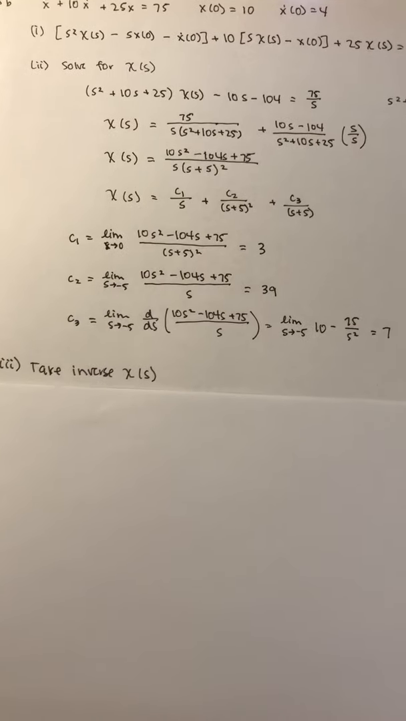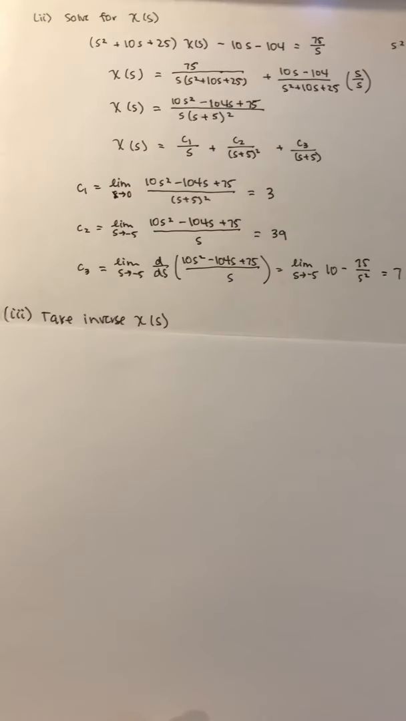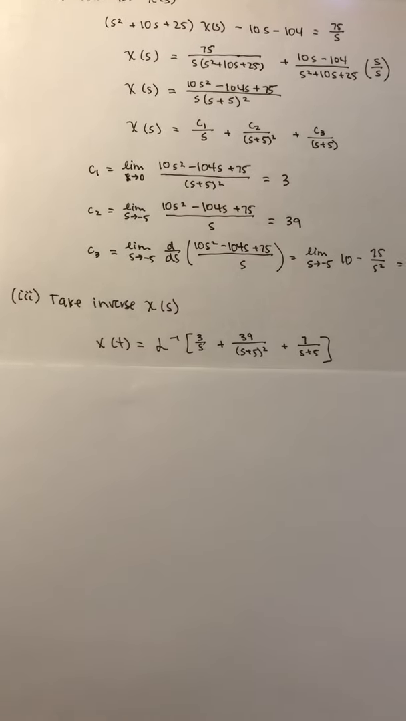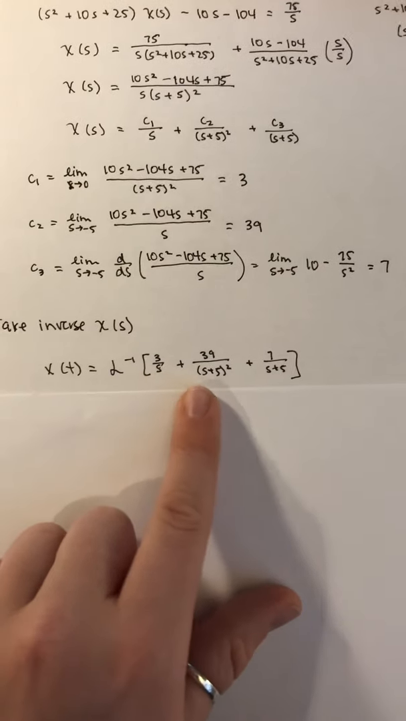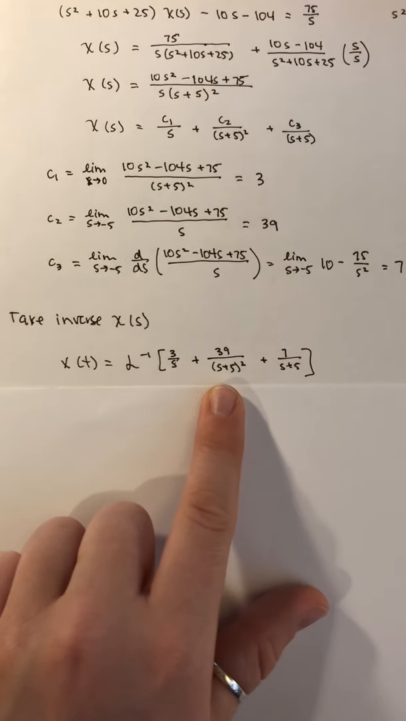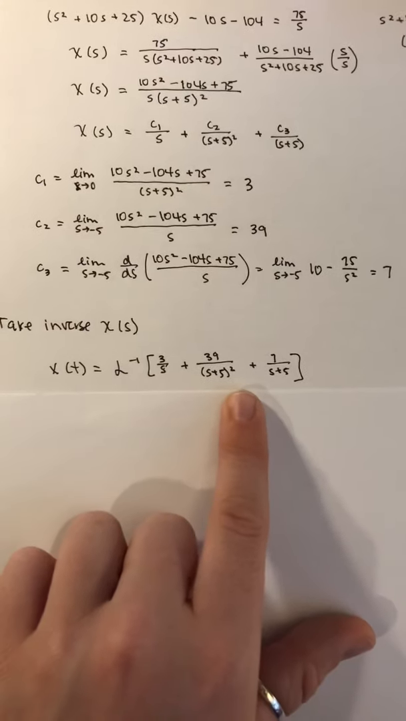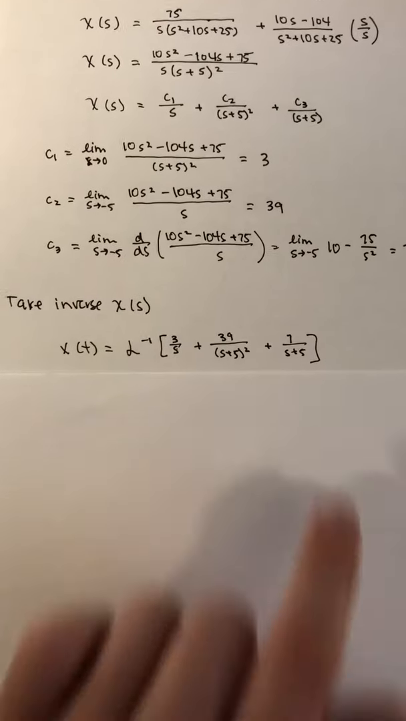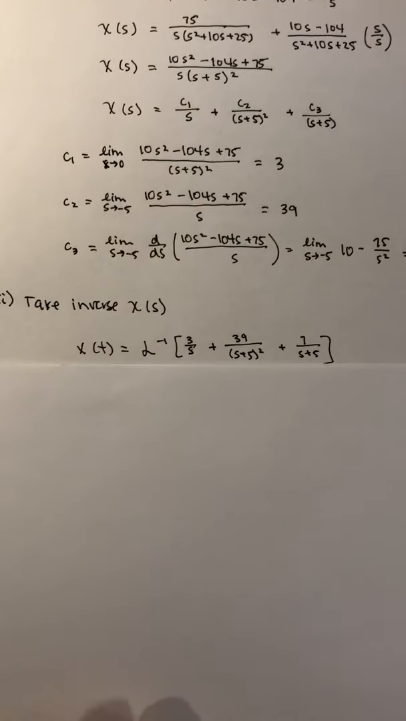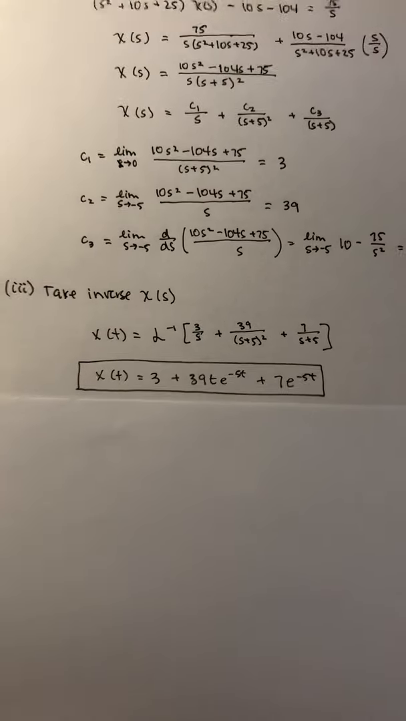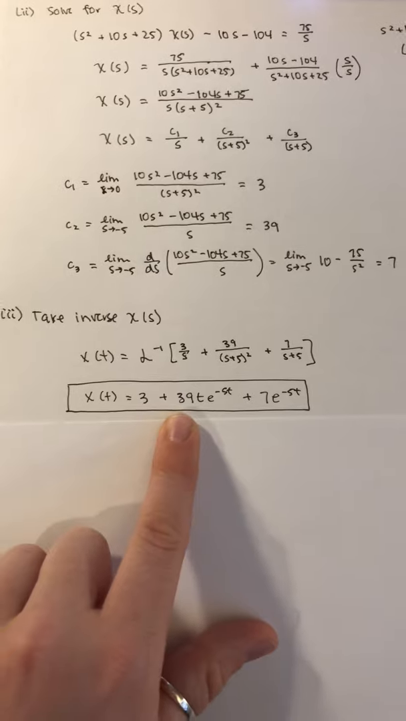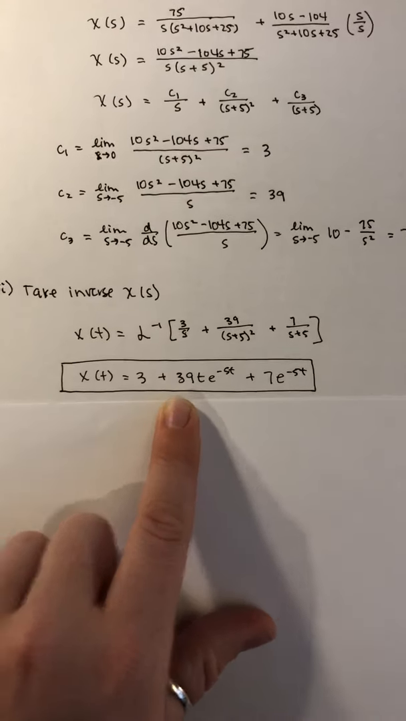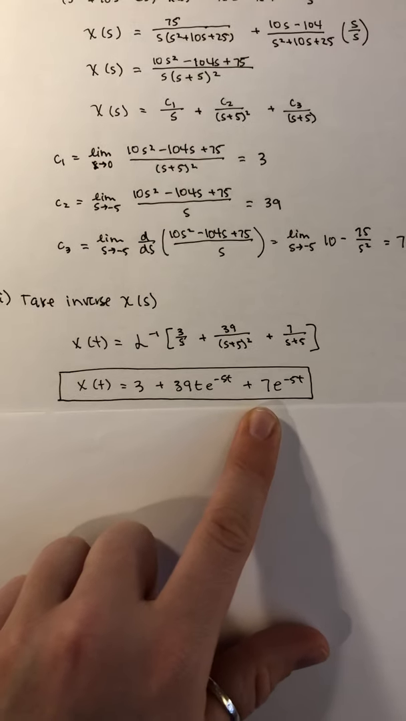The last step is to take the inverse of x of s. So x of t equals the inverse of 3 over s plus 39 over s plus 5 quantity squared plus 7 over s plus 5. Taking the inverse from the table, you get the final answer of x of t equals 3 plus 39t e to the negative 5t plus 7e to the negative 5t.